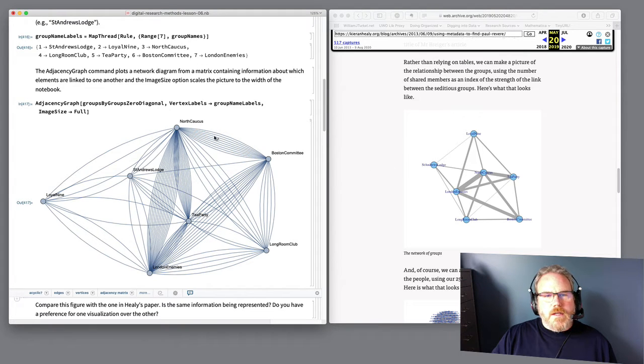And what we have done is we've indicated multiple connections with multiple lines. That's the Mathematica default. What he does instead is he scales the width of a line to the number of connections that 2 groups have in common. But we can see at a glance that North Caucus and London Enemies have a lot of groups in common. North Caucus and the Tea Party have a lot of groups in common. London Enemies has a lot of groups in common with Boston Common, and so on. Loyal 9, out here on the edge, has very few connections with the other groups.